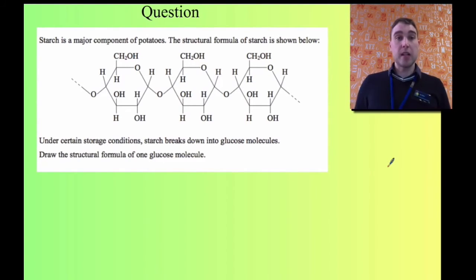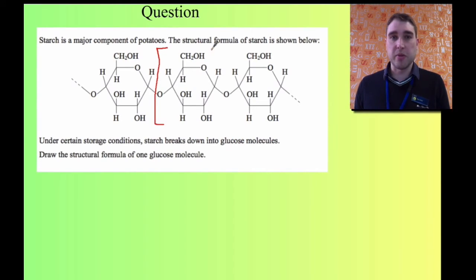This one here says, starch is a major component of potatoes. The structural formula of starch is shown below. Under certain storage conditions, starch breaks down into glucose. Draw the structural formula of glucose. So what I'm going to do is draw in my bracket so I know what repeating unit I'm aiming for. That will also tell me where I need to put in my hydrogens so that I can make my glucose. So here's our repeating unit.